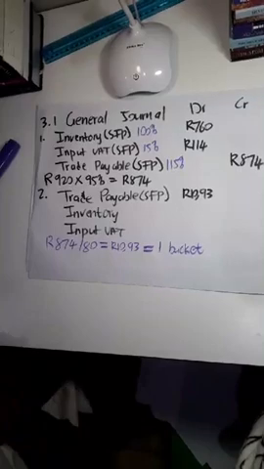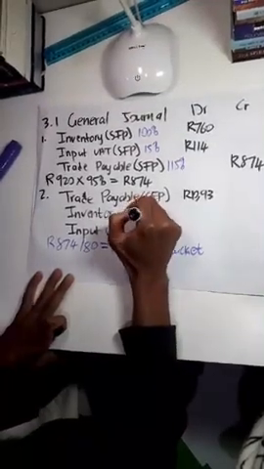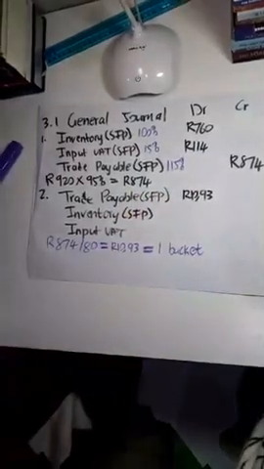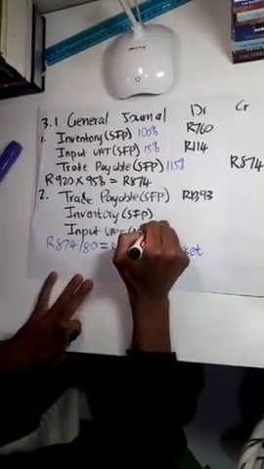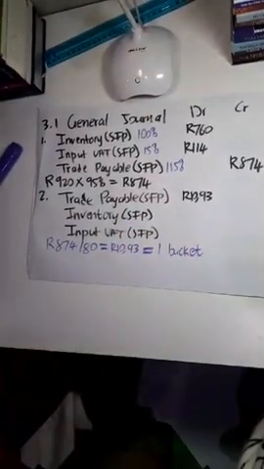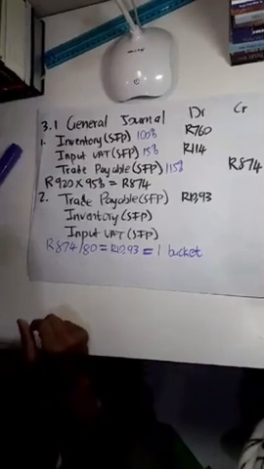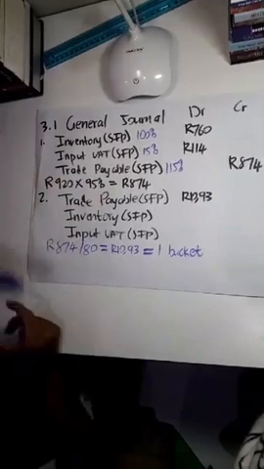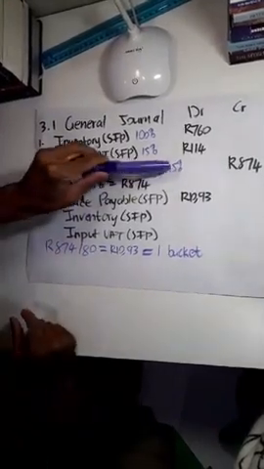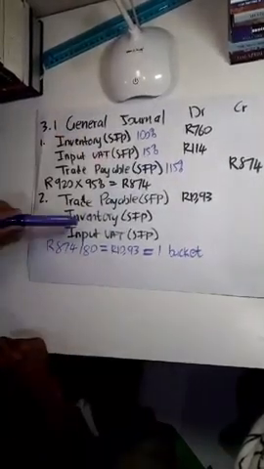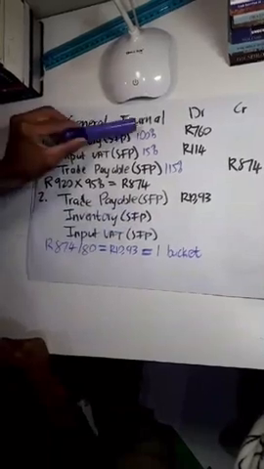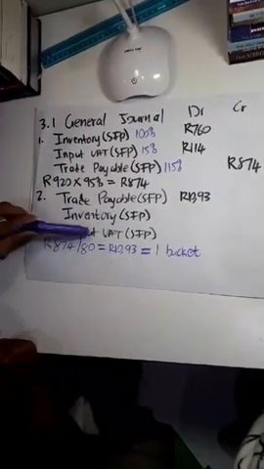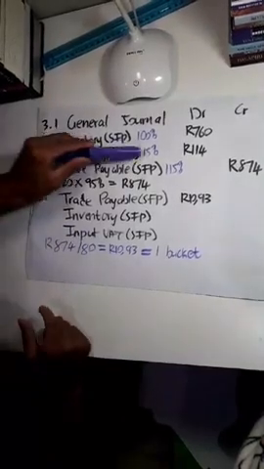And then inventory. Which statement is the inventory? Statement of financial position, because it's an asset. And input VAT, statement of financial position. Are we following? So far so good. Remember, trade payable is inclusive of VAT, which is 115. Inventory is exclusive of VAT, which is 100%. And input VAT is the VAT amount, which is 15%.